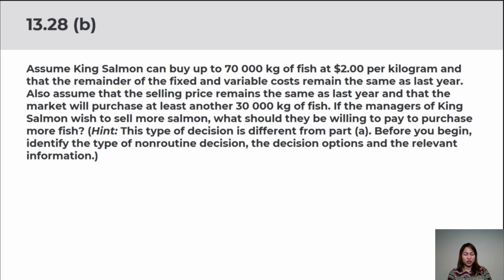Part B. Assume King Salmon can buy up to 70,000 kilograms of fish at $2 per kilogram, and that the remainder of the fixed and variable costs remain the same as last year. Also assume that the selling price remains the same as last year, and the market will purchase at least another 30 kilograms of fish.